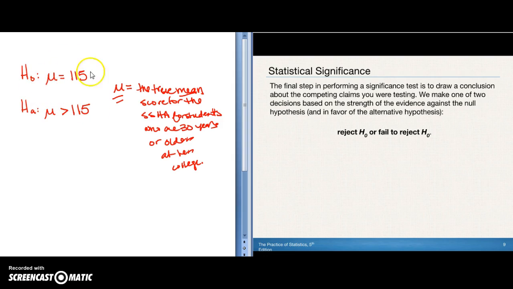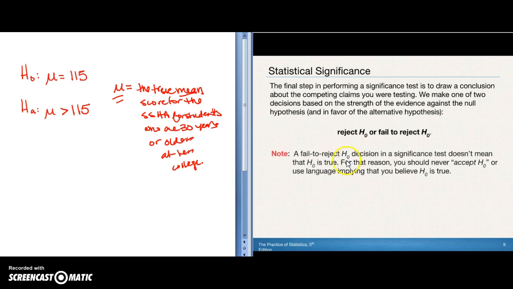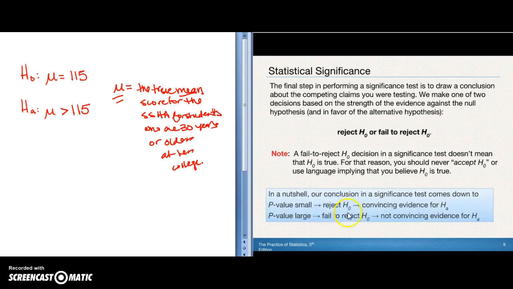It has to do with either we believe this about her students again, or we don't believe this. Again, a fail to reject the null decision does not mean that the alternative is true. For that reason, we should never use the words accept the null or use language implying that you believe the null is true. It's just talking about how much evidence we have for or against.